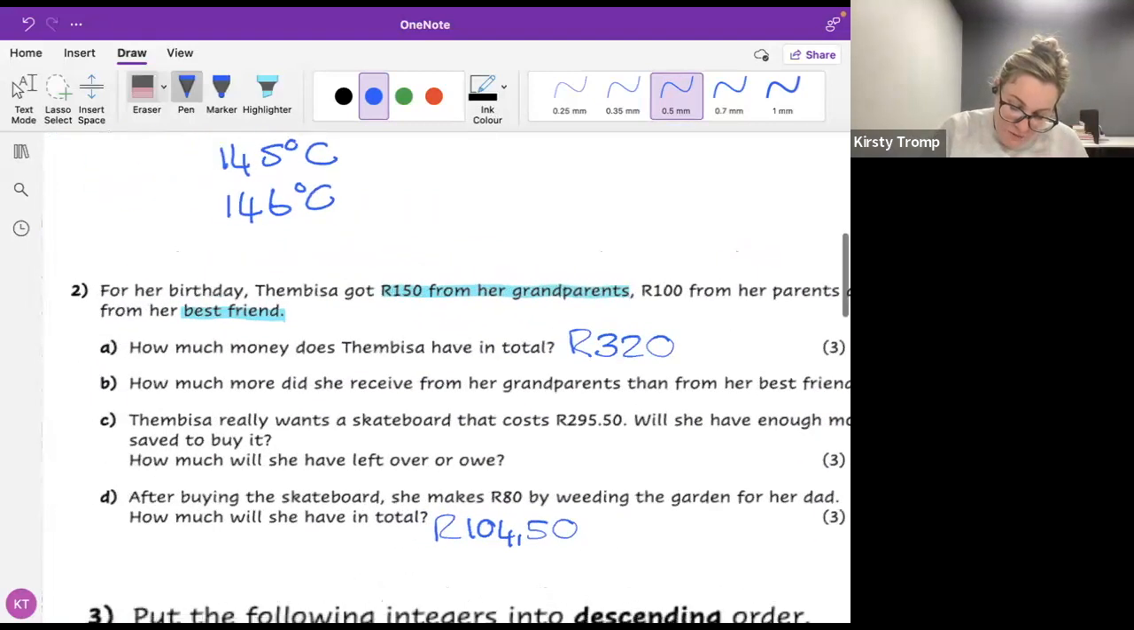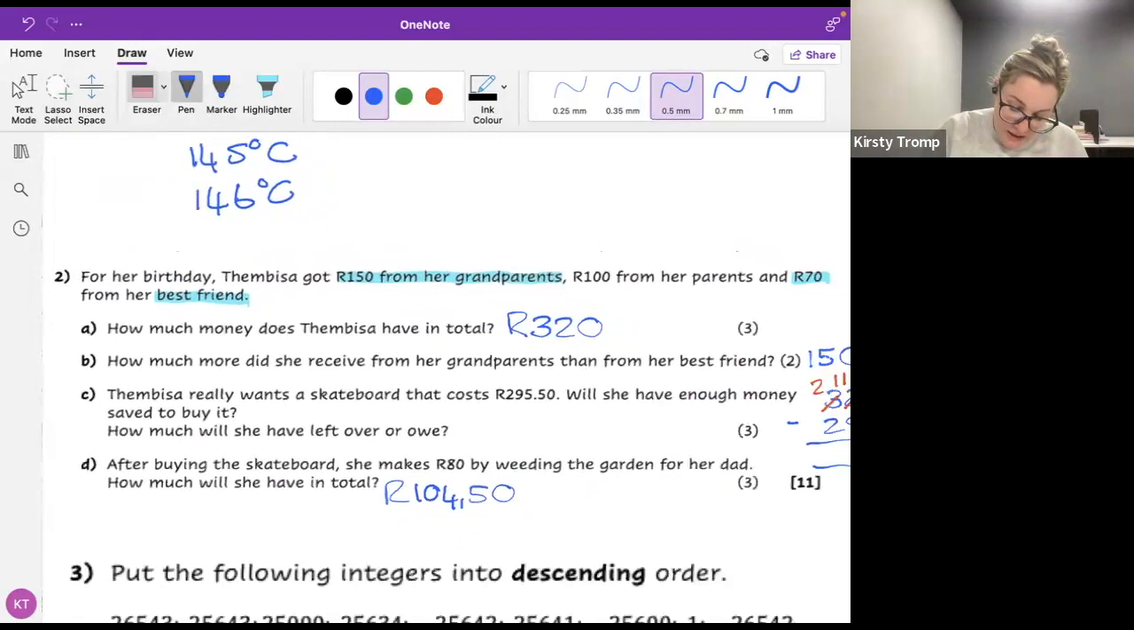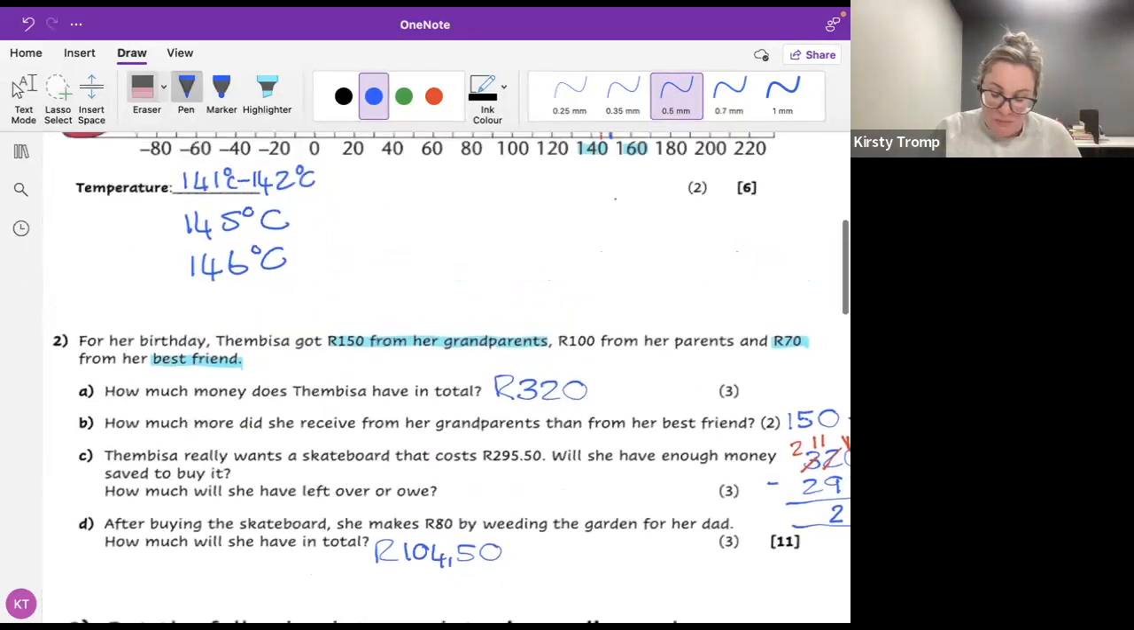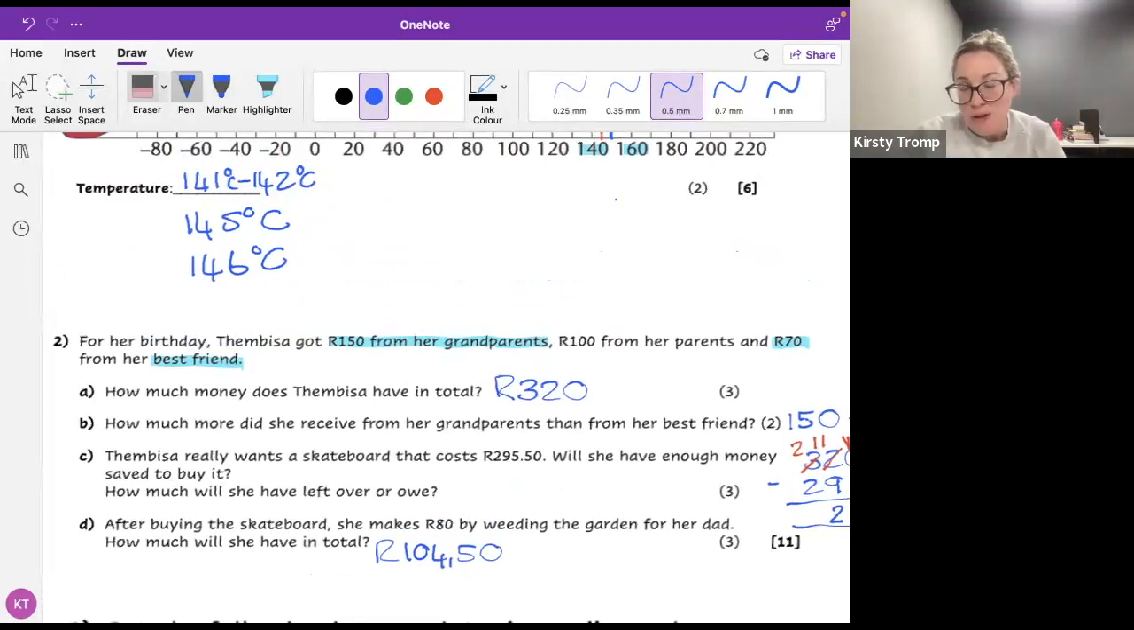All right. Hopefully we were all good with that nice little number sum there that we had. Okay, remember that when you are dealing with money, guys, just a reminder, you must always remember to put the rand sign in. Just like before when we were doing thermometers, we're always going to put degrees Celsius in. So don't forget. Okay.